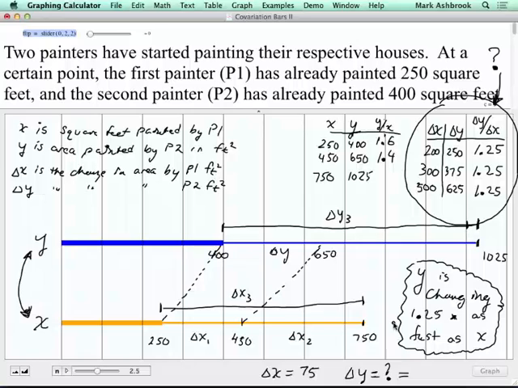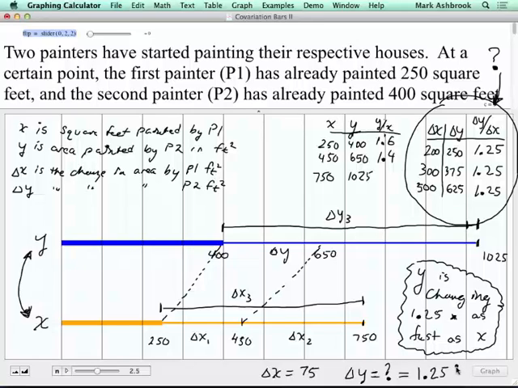Okay, so if we know a change in x, say painter 1 paints 75 more square feet, then how do we represent the additional amount that painter 2 paints? This is huge. Yeah? So we know that delta y is equal to the constant, which is 1.25, times delta x. That's it. So it's 1.25 times 75.